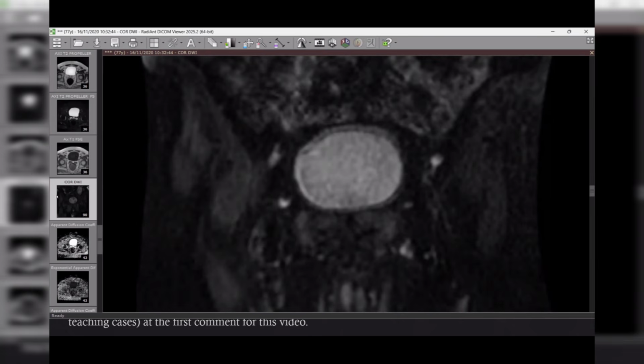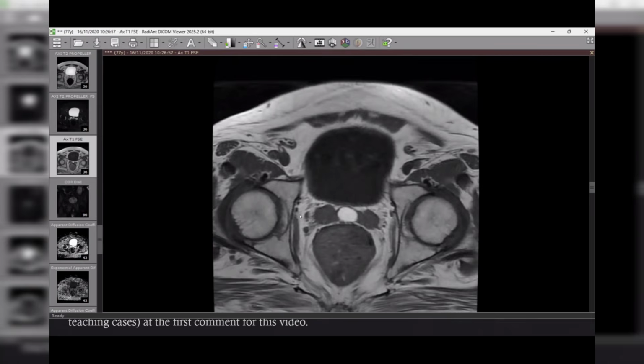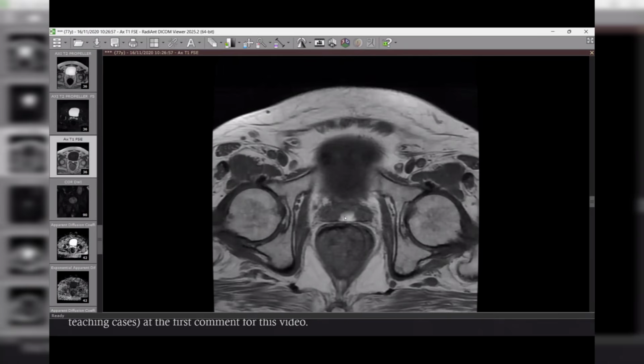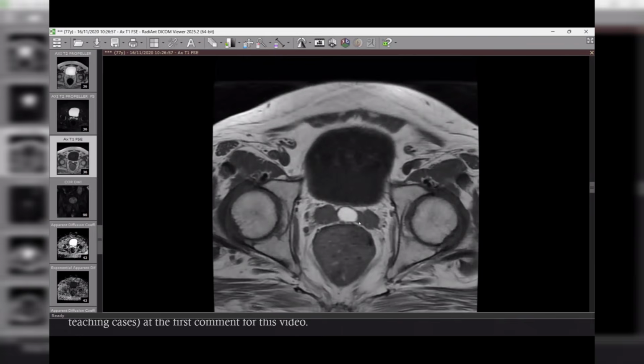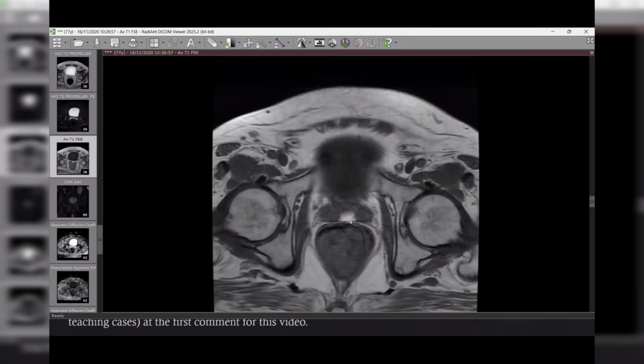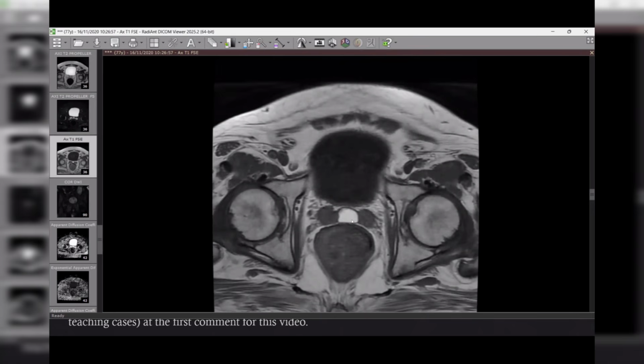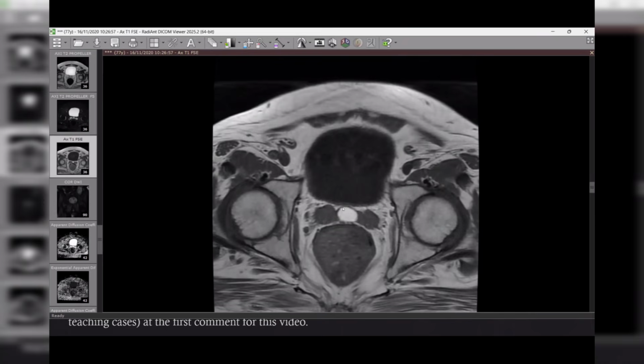Regarding this one, this cyst is just superior, midline, just superior to the prostate between both seminal vesicles. We have two types of midline cyst, either prostatic utricle cyst or Mullerian duct cyst. Most likely, according to this location, Mullerian duct cyst. But we have two differential signals: high T2, high T1 signal may be proteinaceous content, may be hemorrhagic content.